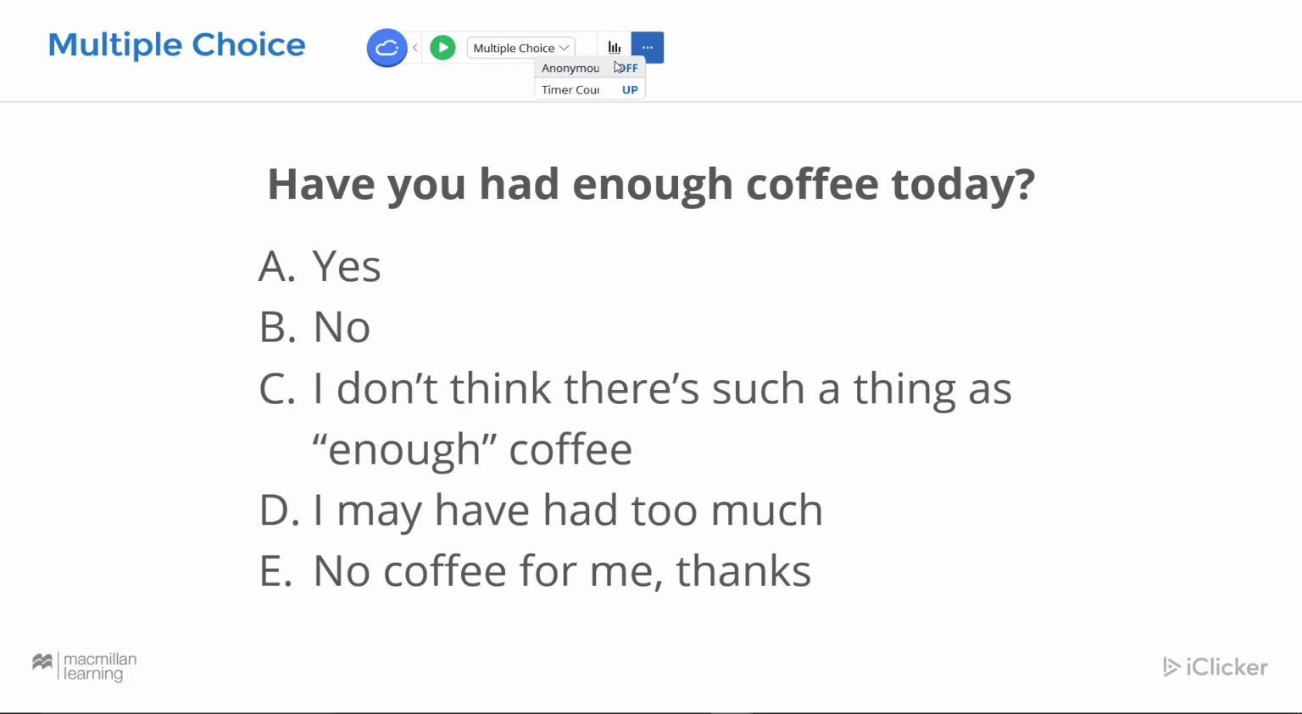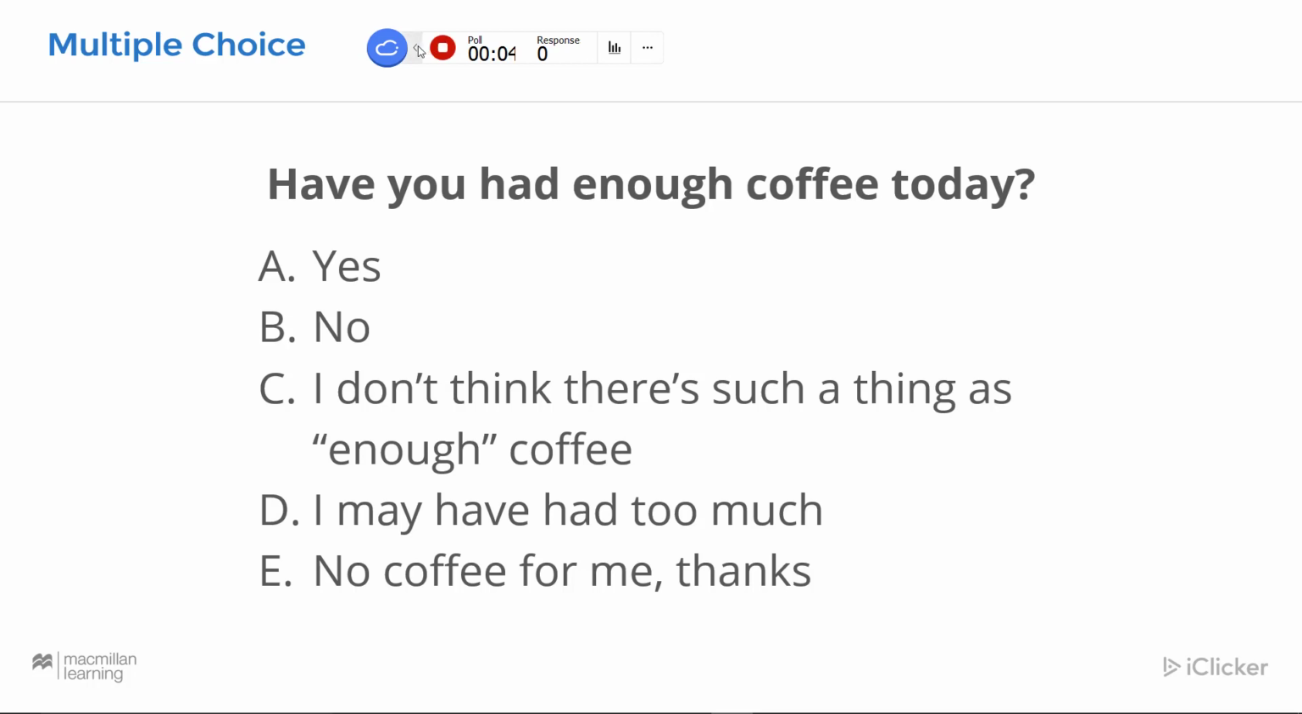Here, you can turn on anonymous polling, or you can change the timer to count down instead of up during polls. To ask a multiple choice question, be sure to have selected the proper question type, then have a question ready to ask your students. When everything is ready, click the green circle with the triangle to turn the poll on.